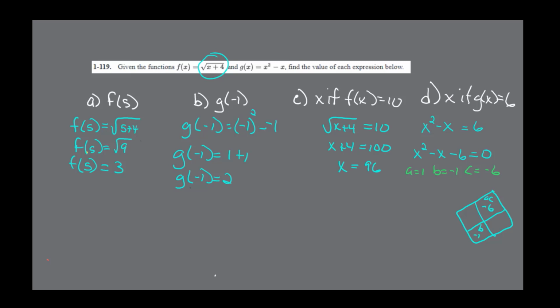What two numbers multiply to -6 and add up to -1? That would be -3 and 2. So our factors, I should say, would be x minus 3 and x plus 2, which means x will equal 3, or x will equal -2, because it's whatever makes those parentheses evaluate to 0. So those are your answers for 1-119.